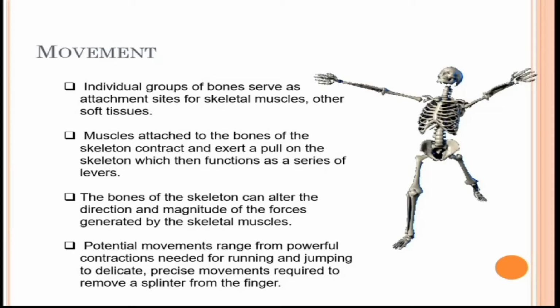So the whole locomotion system is a complex of two systems, the skeletal system and the muscular system. Both together work in complete harmony to enable a range of different movements, from powerful ones like running and jumping, to very delicate and precise movements where you have to remove a splinter from a finger or do some creative work like painting or writing, where you have to demonstrate fine motor skills.